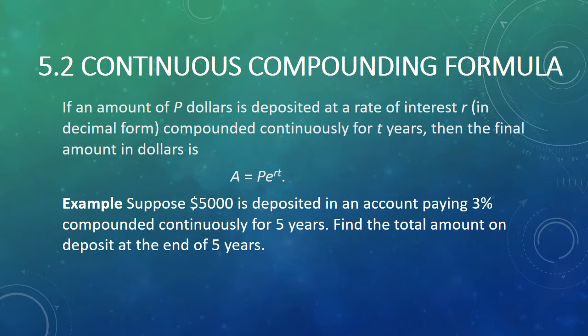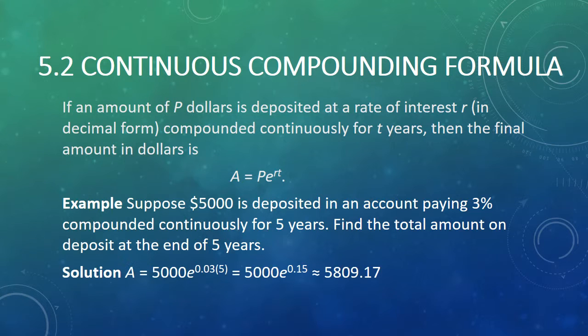So try this example. Suppose you have $5,000 and you put it into an account paying 3% interest compounded continuously for 5 years. Find the total amount on deposit at the end of 5 years. Pause the recording, give it a try, and resume to check your answer. And there we go. Just put the numbers in your calculator and you get $5,809.17.